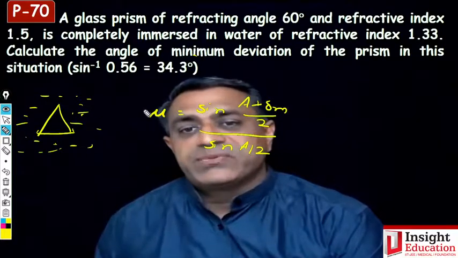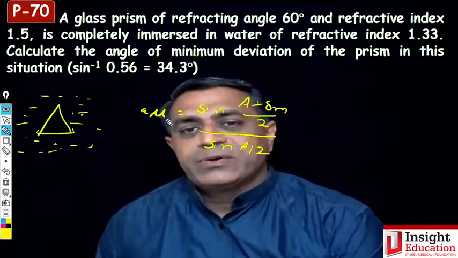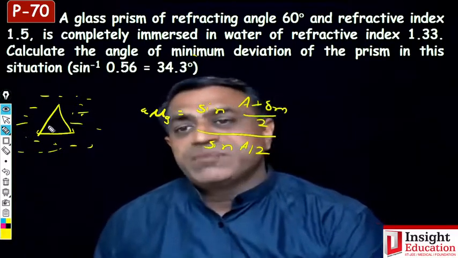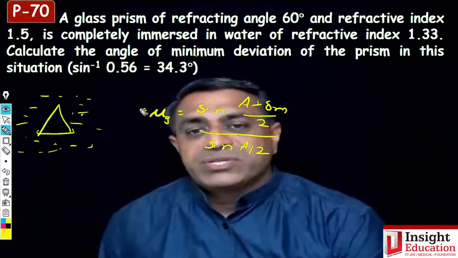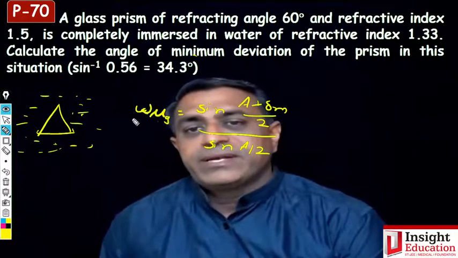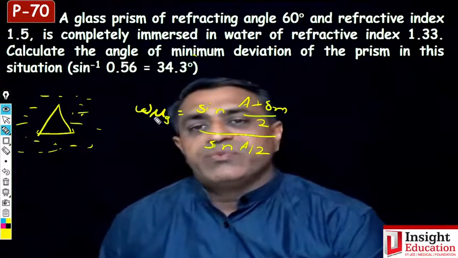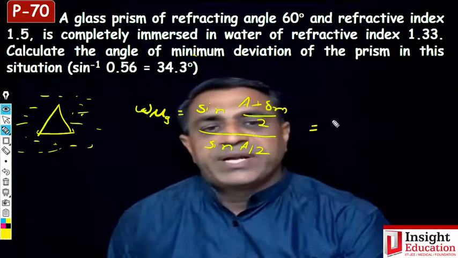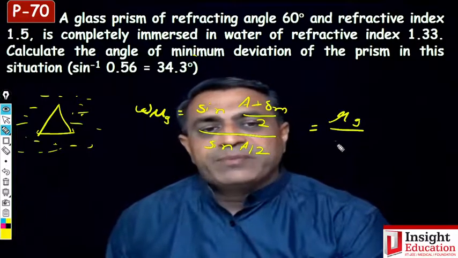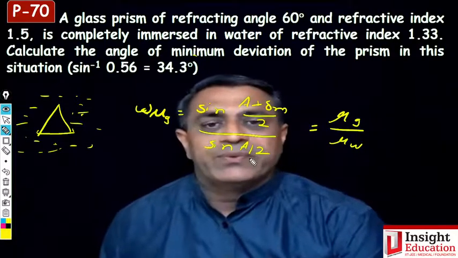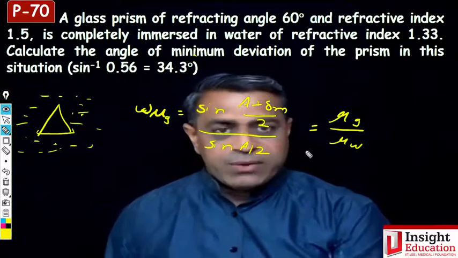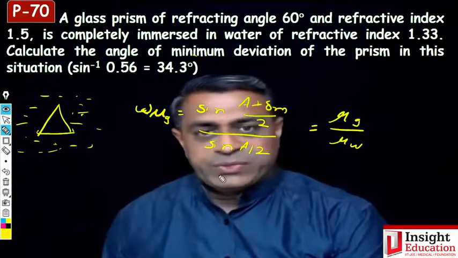So here on one side there is air, on the second side there is glass. But here the prism is placed in water. So instead of air, I have to write here water. So mu of glass with respect to water. So for that I have to write mu g by mu w. Okay. So now angle 60, refractive index 1.5.